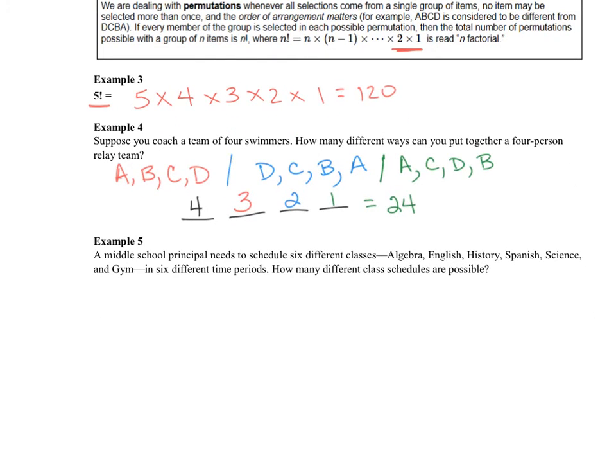Next example. A middle school principal needs to schedule 6 different classes, algebra, English, history, Spanish, science, and gym, in 6 different time periods. How many different class schedules are possible? Well, if I take these classes in that order right there, you could also take these exact same classes, but in a different order. So they're going to permutate the different classes that are available to us. So we have first period, second period, third period, fourth period, fifth period, sixth period. So there's 6 different periods.